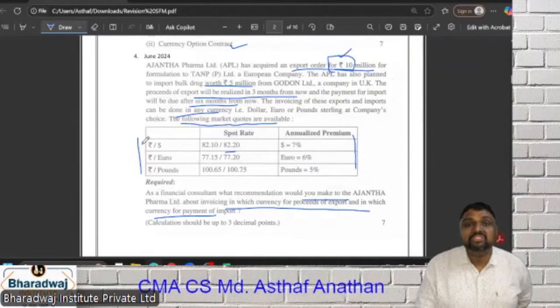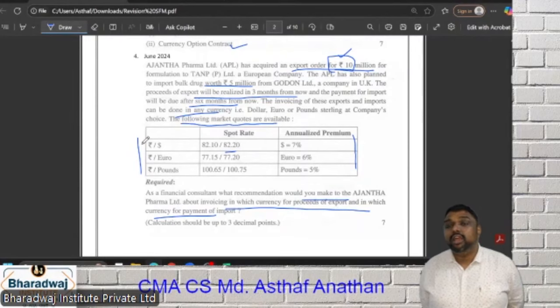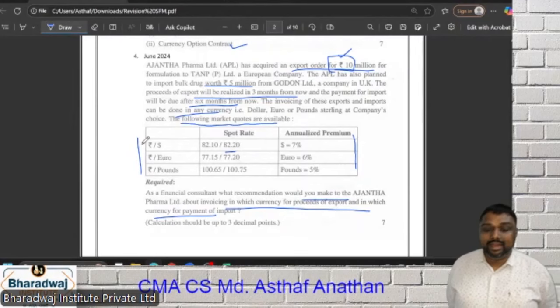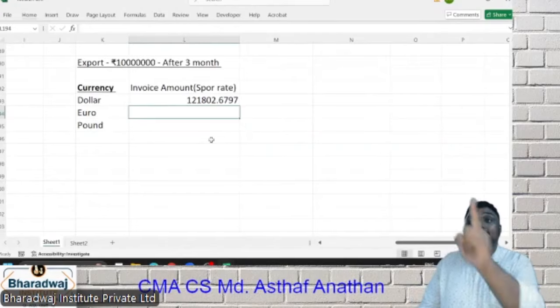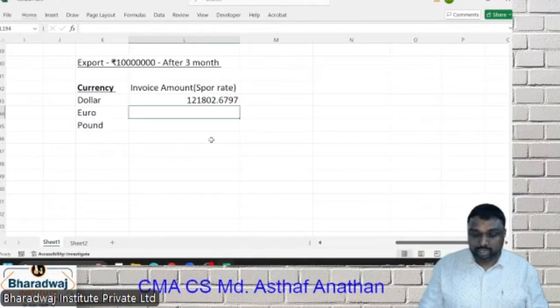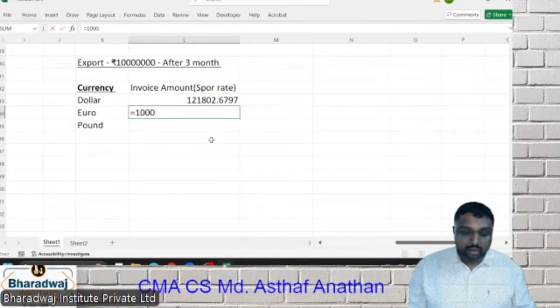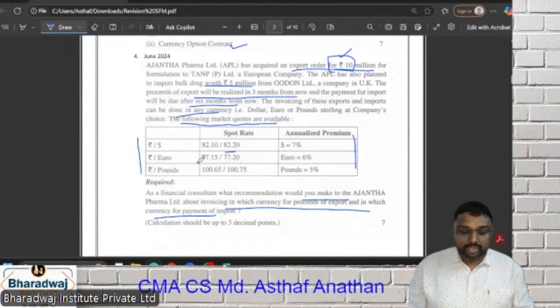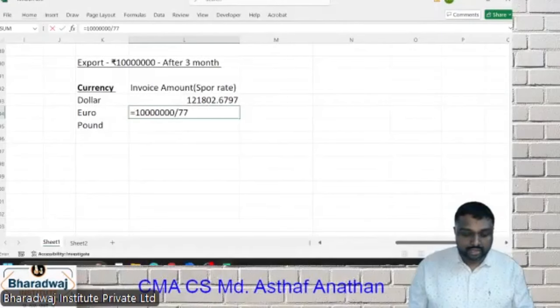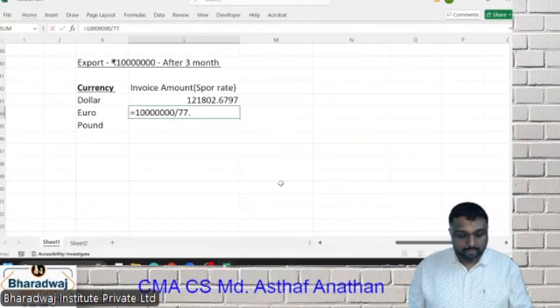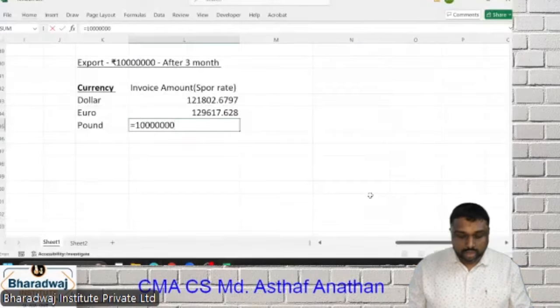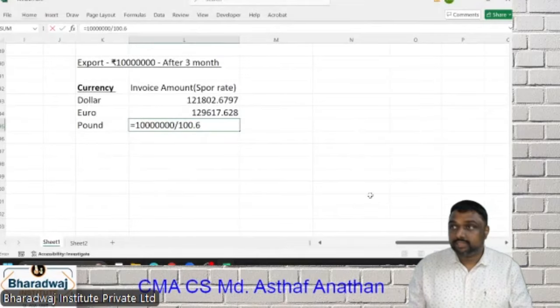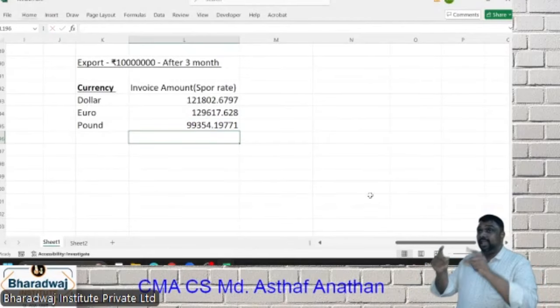So ask rate only, rupee we want. But rupee is a numerator. Since rupee is a numerator, we have to go for what? 1 divided by bid rate. So what we have done? 10 million divided by 82 point. We have one speciality. One currency you have done, balance everything same perspective only. Balance everything, 1 divided. Here it is euro, you take 77.15. Pound also the same thing. You have to go for divided by 100.65.